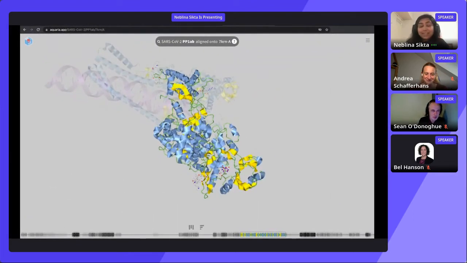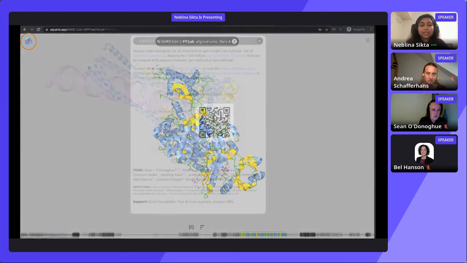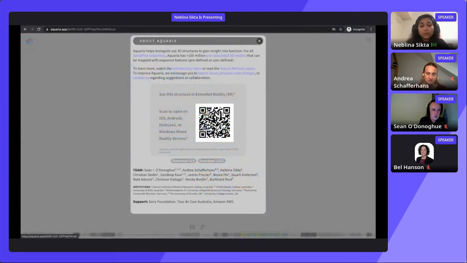And finally, I'm going to finish by letting you know that any structures in the Aquaria app can be explored in virtual and augmented reality. Seán will be talking more about this, but to get started, you basically need to click on the Aquaria icon on the top left of the screen, which will reveal a QR code. Scanning this QR code on any of the supporting devices, including your smartphones, will allow you to explore the structure in extended reality. So that's all from my side.